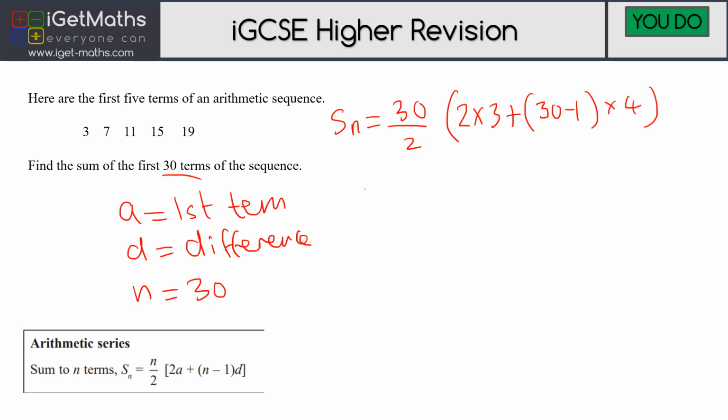We're going to simplify that up. 30 divided by 2 is 15, 2 times 3 is 6, plus 30 minus 1, which is 29, times 4. We hit that in our calculator, we should get 1,830, which is the correct answer.